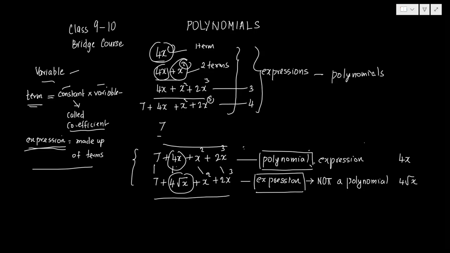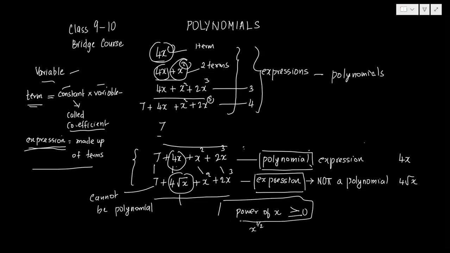In the case of a polynomial, the power of the variable x will have to be greater than or equal to 0. In this expression, the power of variable x is 1 by 2, so this cannot be a polynomial. For an expression to be a polynomial, the power of x must be greater than or equal to 0. This is something that you have to remember very carefully.